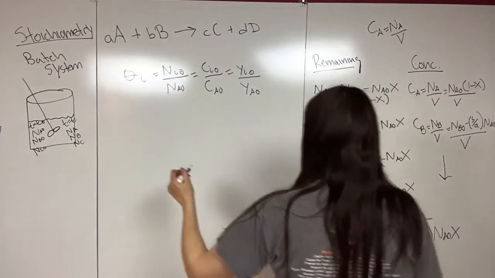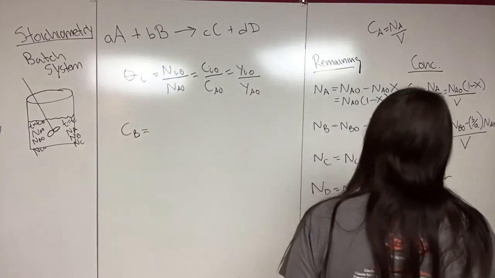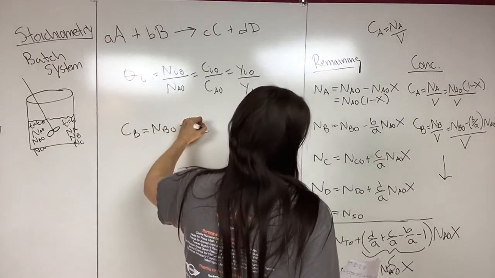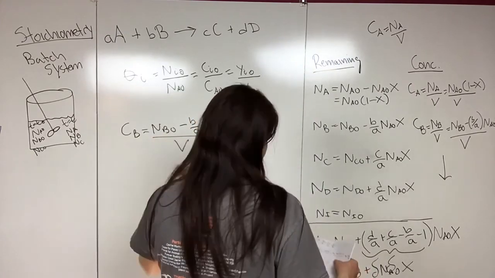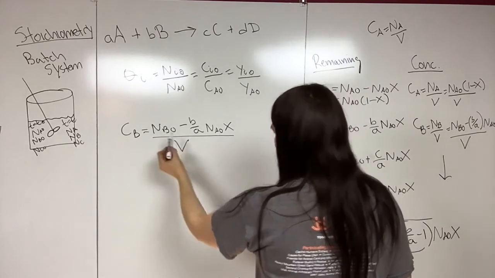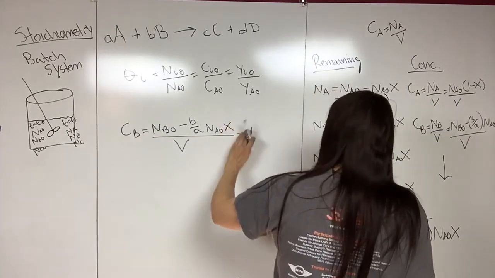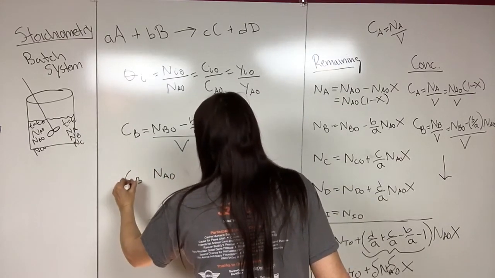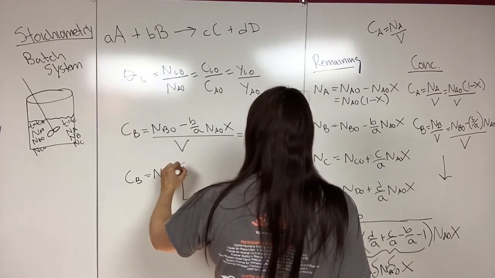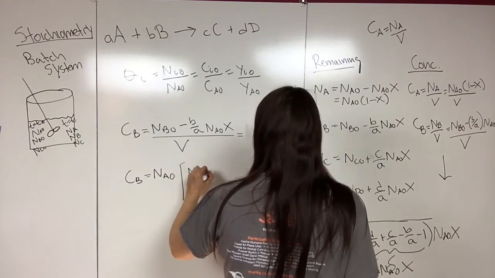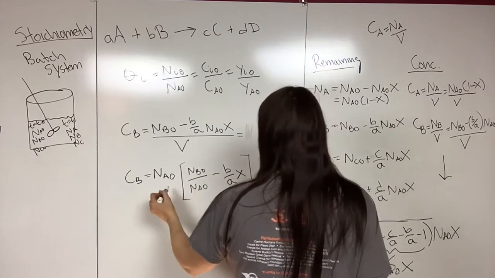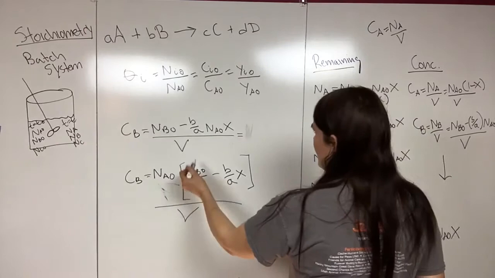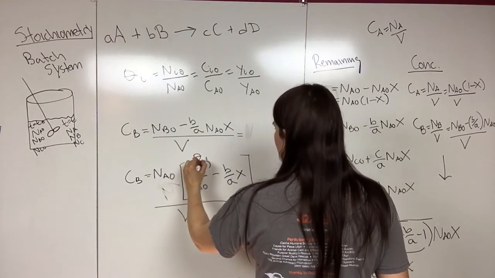So then we can write, for instance, Cb is equal to, so I'll just rewrite this equation real quick, Nb naught minus b over a, Na naught X, over V. So what we can do is pull out Na naught. So if we do that, we get, right on the next line, Cb is equal to Na naught multiplied by Nb naught over Na naught minus b over a X, and the whole thing is over V. So then we have this, so then we can just say that this is theta B.